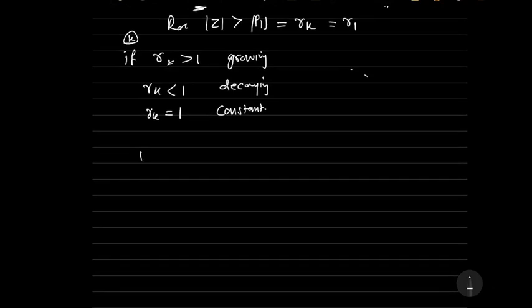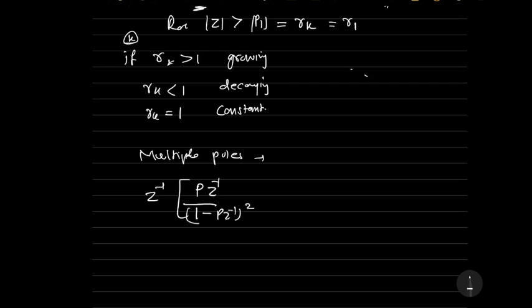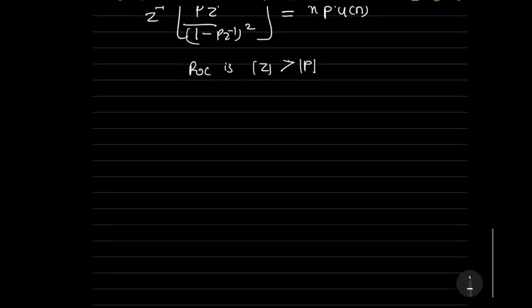If multiple poles are there, either real or complex, the inverse Z transform of 1 upon (1 minus p z to the power minus 1) whole square is equal to n p to the power n u of n, provided ROC is |z| greater than p.